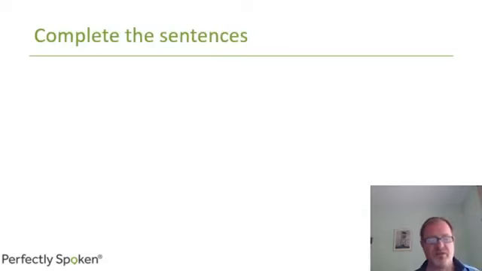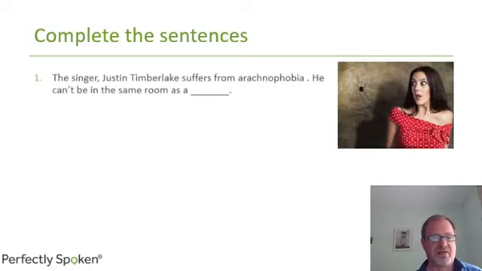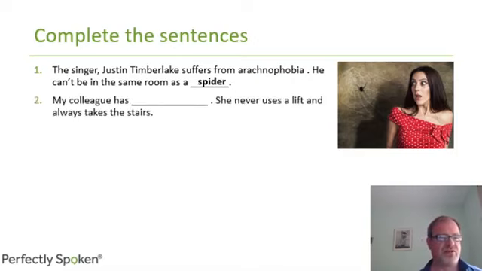We'll have some sentences here. Try to guess what the missing word or words are. It may be the phobia name itself or what the phobia is a fear of. So, got a woman there being startled by a spider. The singer Justin Timberlake suffers from arachnophobia. He can't be in the same room as a, well, obviously, spider. Arachnophobia, fear of spiders. Number 2, my colleague has blank.